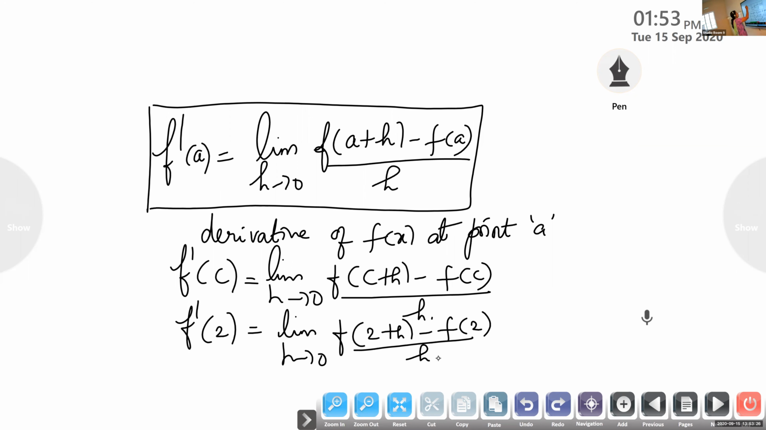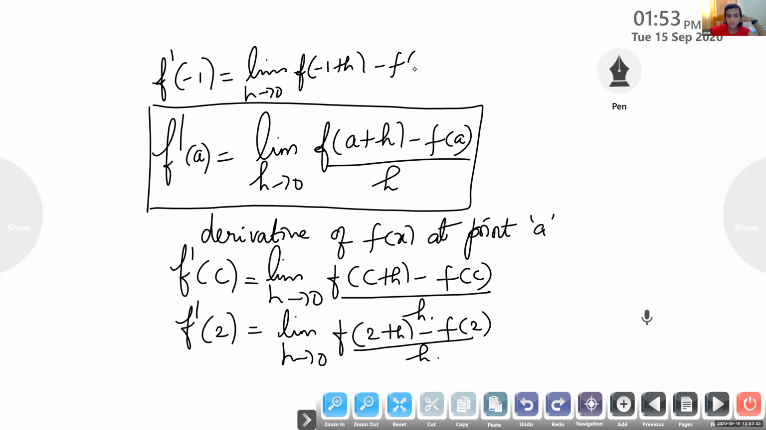What is f dash of minus 1? Ma'am, limit h tending to 0, f into minus 1 plus h minus f into minus 1 by h. See, not f into; we read this as f of minus 1 plus h, like f of x, f of y. So we read this as f of minus 1 plus h minus f of minus 1 by h.